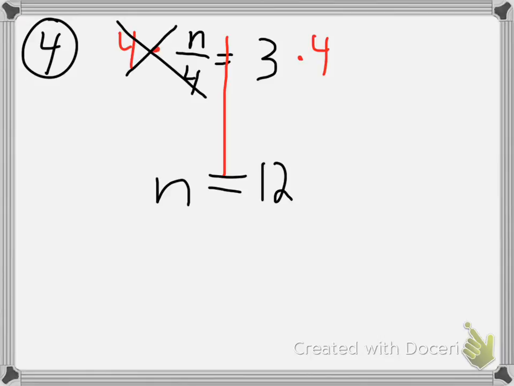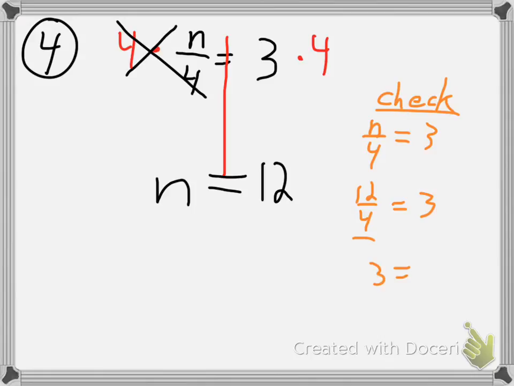Well, let's go through and check that. When I check, my original equation is n over 4 is equal to 3. I'm going to plug in what I think n is. I think n is 12. So I have 12 over 4 is equal to 3. Well, 12 over 4, I can do that math. 12 divided by 4 is just 3. Does 3 equal 3? Yes, it does.